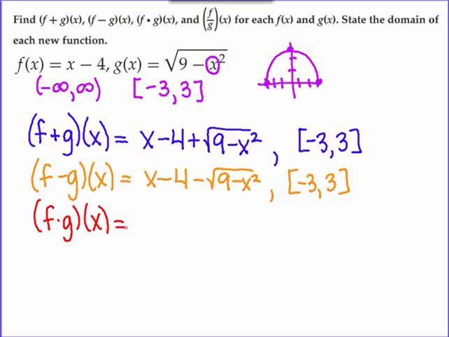Okay. X minus 4 times the square root of 9 minus x squared. I'm not going to make you FOIL or multiply that out. Just leave it alone as it is. What can you tell me about the domain here? Same.